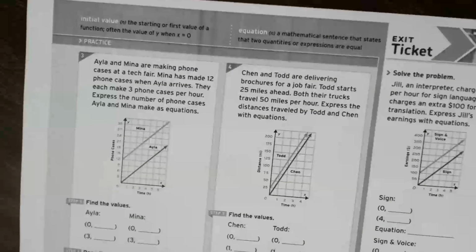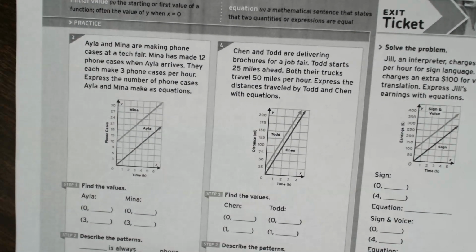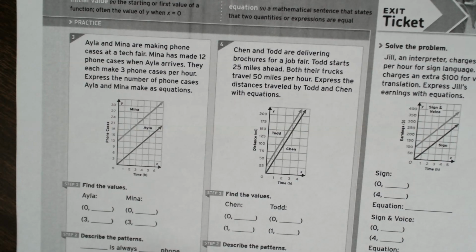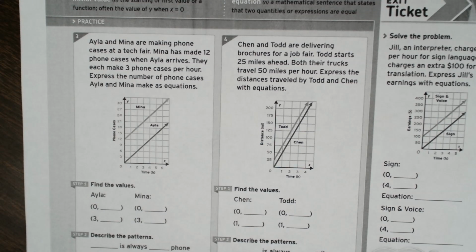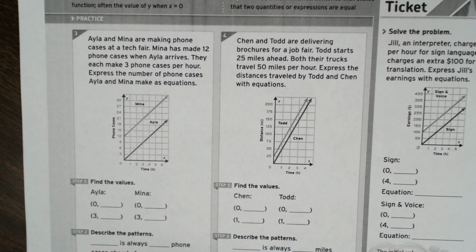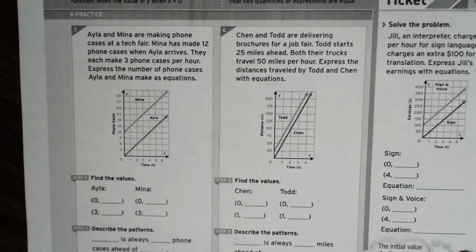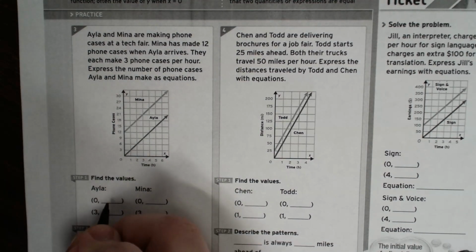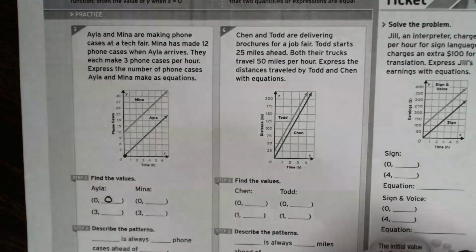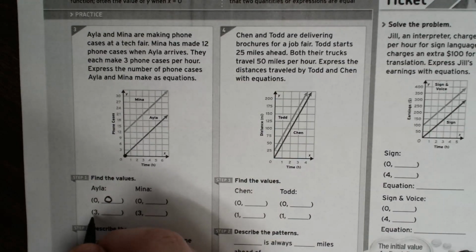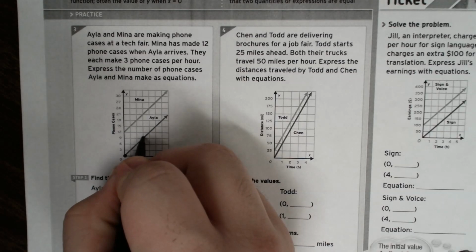Okay, let's flip the paper over. Ayla and Mina are making phone cases at a tech fair. Mina has made 12 cases when Ayla arrives. They each make 3 phone cases per hour. Express the number of phone cases Ayla and Mina make as equations. So, for Ayla, at time 0, she's not made any cases because she got there a little late. And at the 3-hour mark, she's made 9 cases.